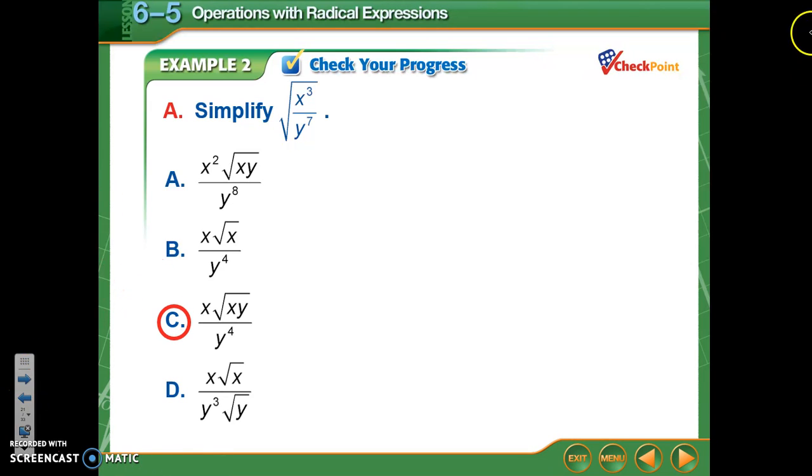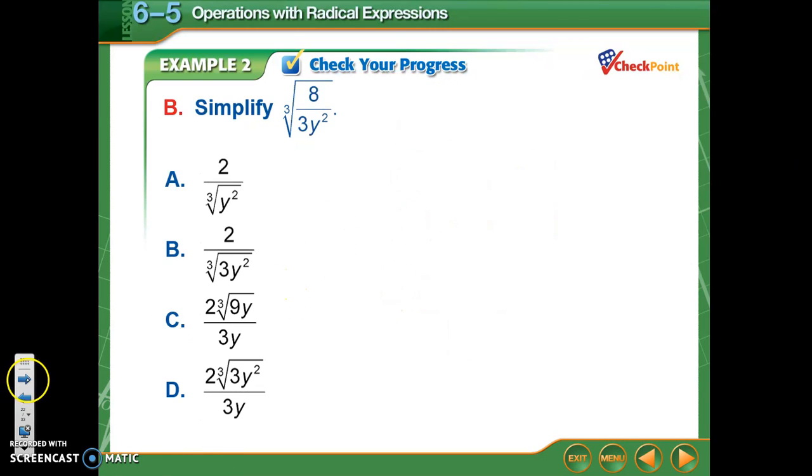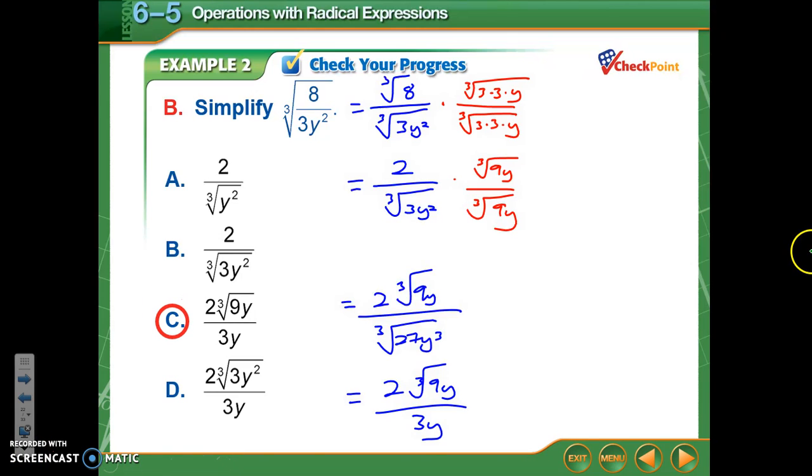All right, your answer here is C. All right, and this is the work for that one. Okay, try this one. This is a cube root like the second example we looked at. Your answer here should be C. Here's the work for that.